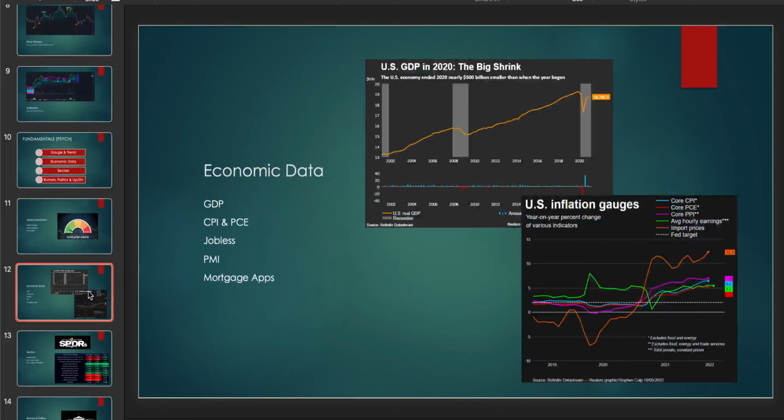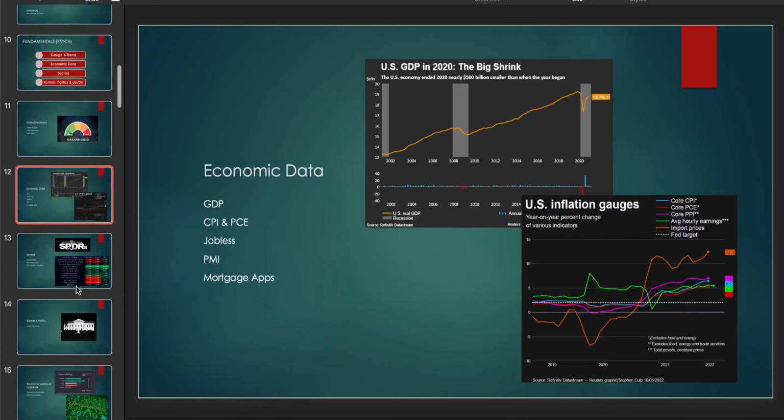Economic data you need to be aware of. There are economic calendars for the release of quite a few different data points ranging from GDP, which has to do with productivity, or production, sorry, CPI and PCE, which are measures of inflation, jobless reports, which measure the health of the labor market, the PMI, mortgage apps, which talk about the housing market.